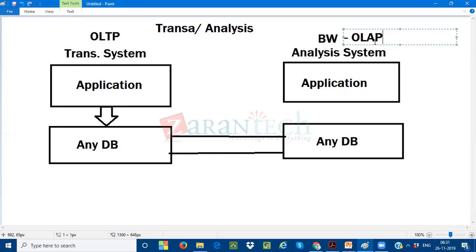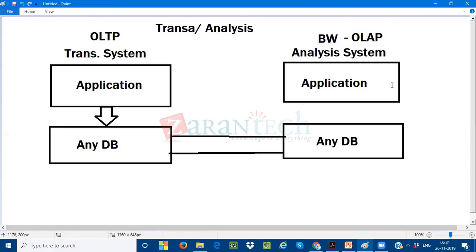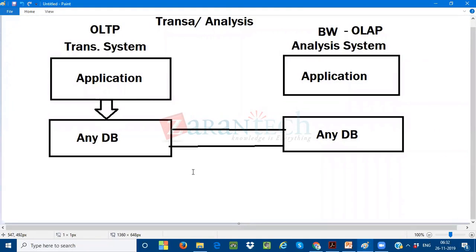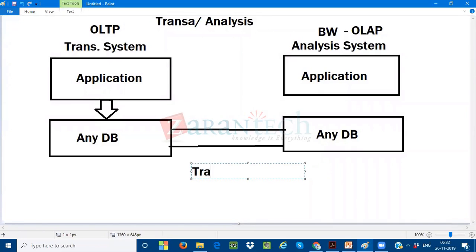OLTP is online transactional processing, and OLAP is online analytical processing, which we call the analysis system, and this is the transaction system. If I want to extract a complex report, today we have three types of reports. One report I can call a transactional data report, one more is a fact sheet report, and the third one is an analytical report.